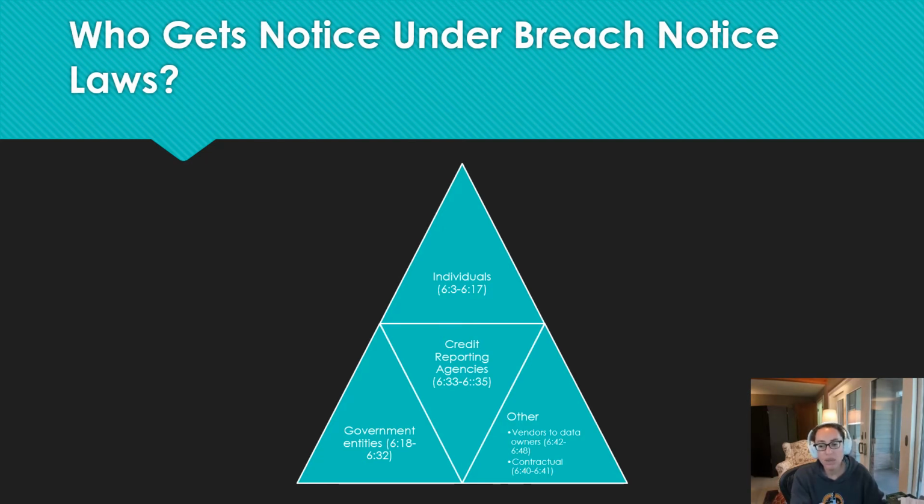Almost always, it's going to be the impacted individuals. It's going to be the government entities. The one time it might not be the impacted individuals, and only the government entities, would be in Canada or in Europe. In the US, we're also going to have an obligation potentially to notify credit reporting agencies. And then there are some other notification obligations. Some of them may occur earlier, like a duty to notify a data owner if we're a vendor managing the data on behalf of our client, or there might be some contractual obligations that are triggered before the law itself.